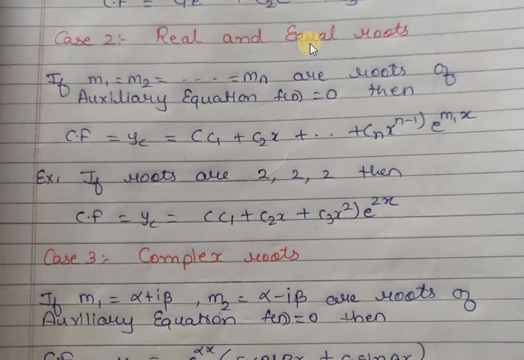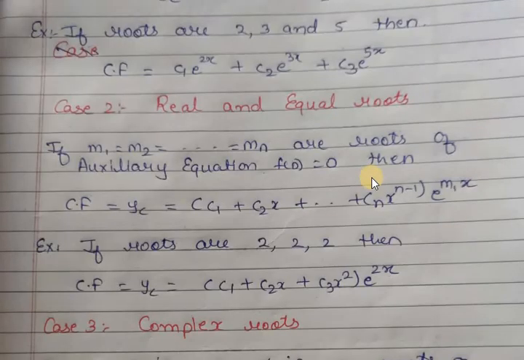Now let us discuss case 2. If roots are real and equal. Suppose m1 is equal to m2 is equal to mn are roots of the auxiliary equation f(D) equal to 0. Then CF is yc equal to (C1 plus C2x plus so on plus Cn x raised to n minus 1) into e raised to m1x. So if roots obtained from the auxiliary equation are real and equal, then CF can be found by this formula.